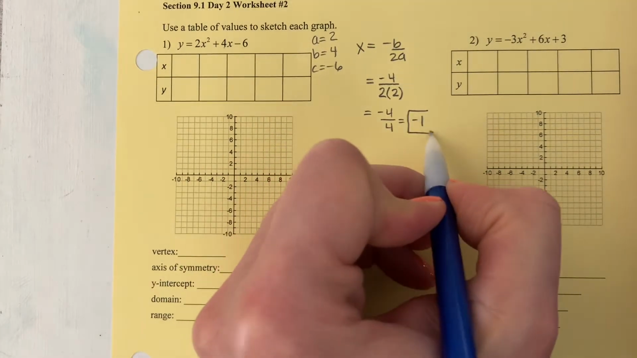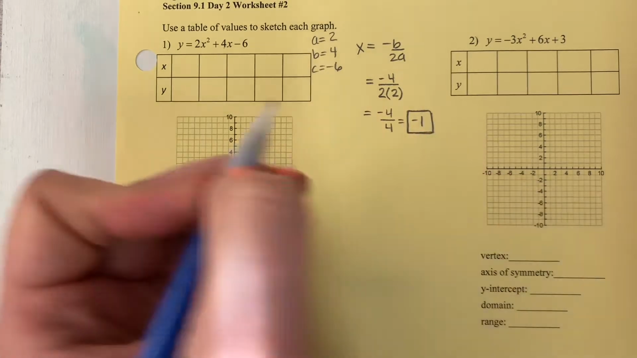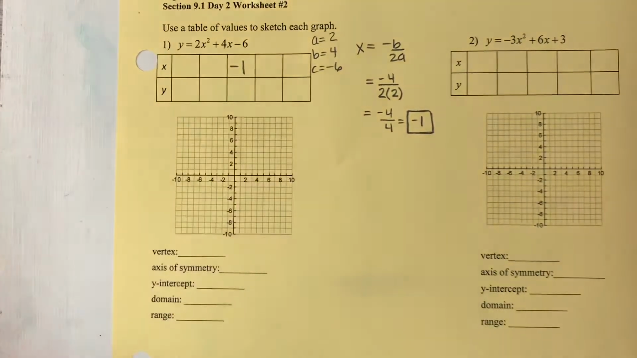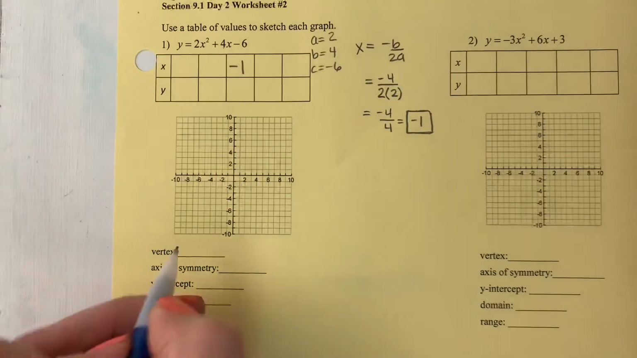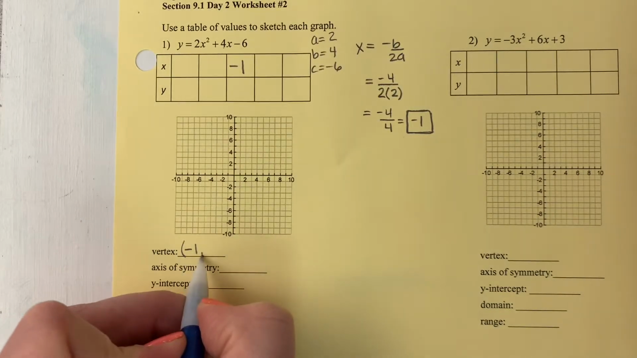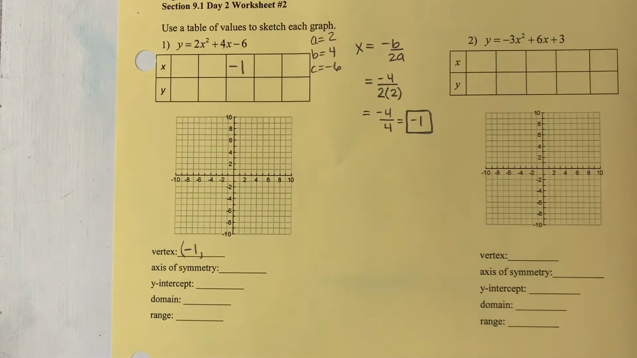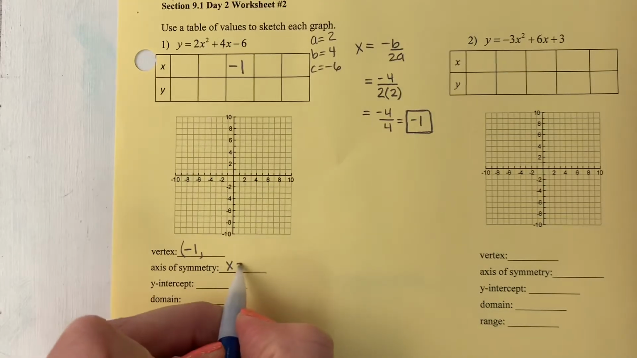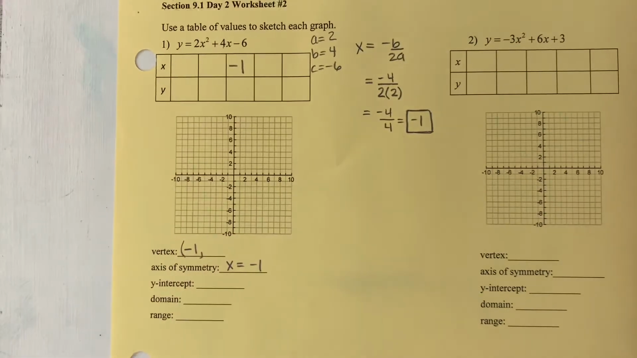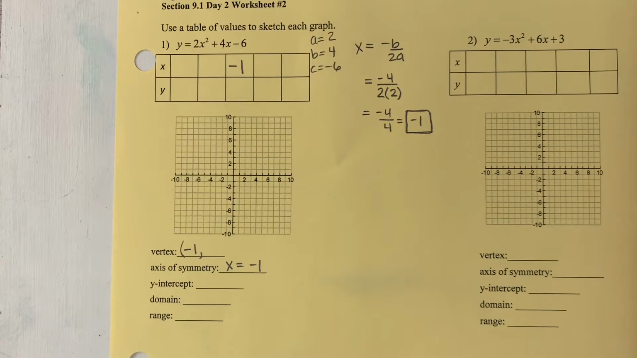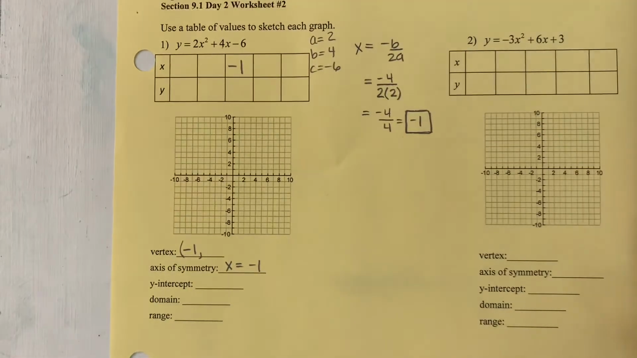Now that -1 is super important. That's going to be the center of our table. That's also going to be the start of the vertex, -1 comma something, and that's also going to be the axis of symmetry line that we draw once our parabola is drawn. Now we can go to the calculator.